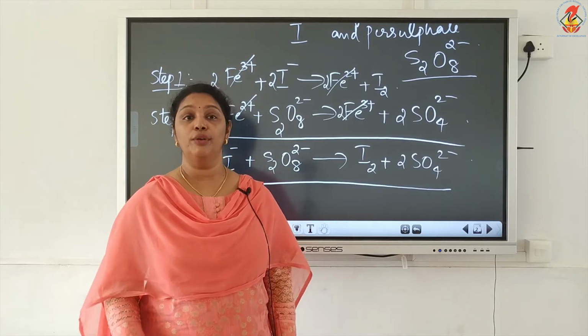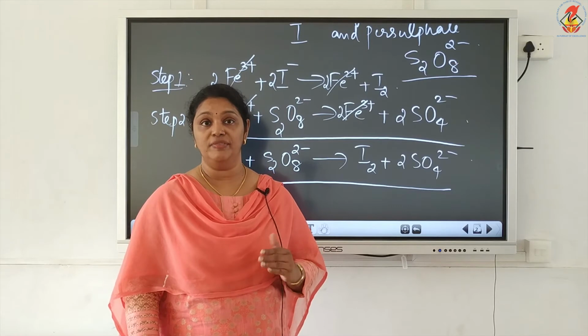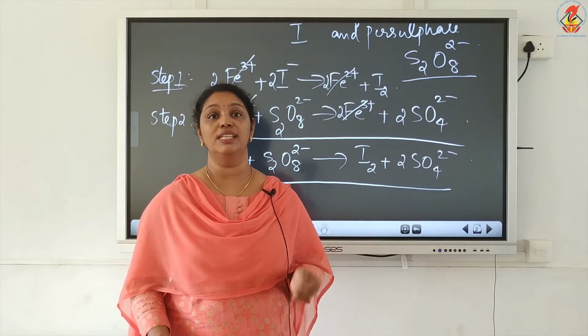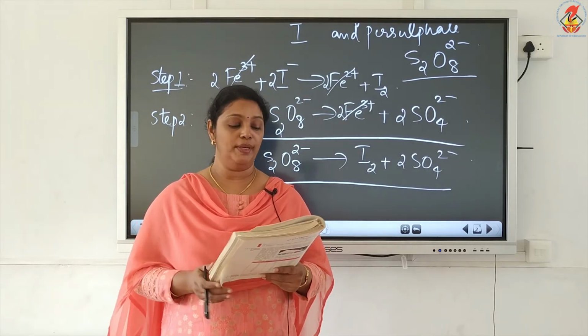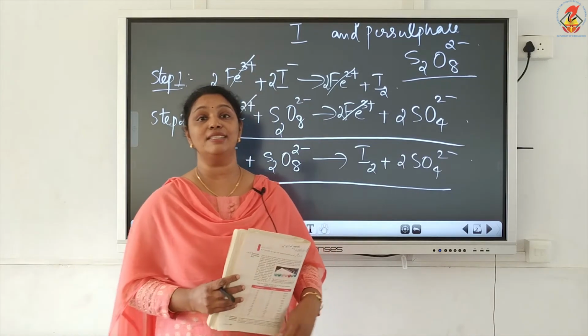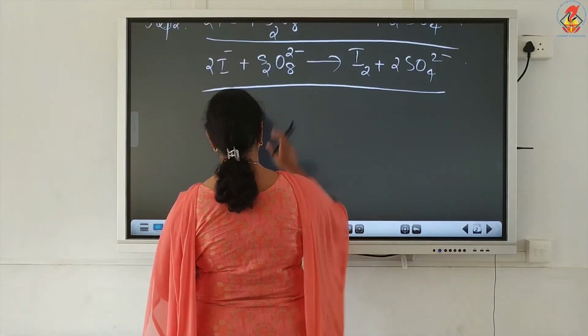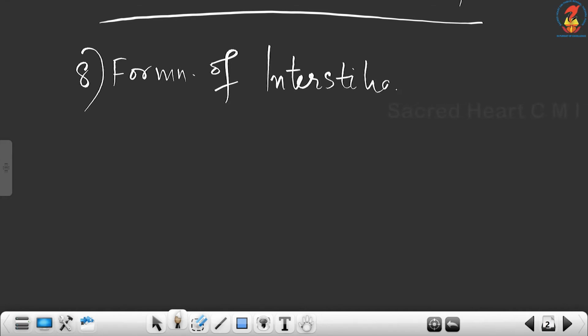So the reason for the transition elements to behave as catalysts is that they can adopt variable oxidation states, and also they can form complexes. So the 7th property, that is the catalytic property, is over. Now the next property is formation of interstitial compounds. So property number 8 is formation of interstitial compounds.